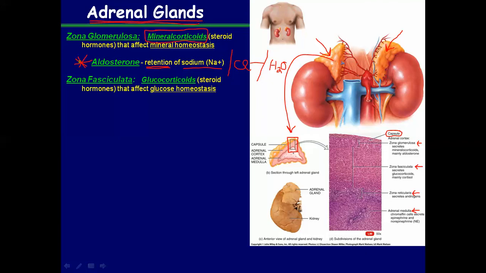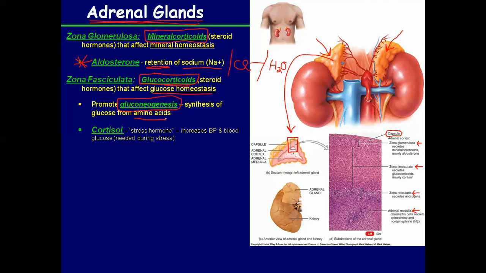The next layer, called the zona fasciculata, produces a group of hormones called glucocorticoids. So the gluco refers to glucose, so they have something to do with glucose homeostasis, and they're also a steroid, corticoid. So it's another steroid hormone that regulates blood sugar, glucose. So it does this by causing gluconeogenesis. Gluconeogenesis is a fancy way of saying producing glucose from something else, like an amino acid. They also are involved in stress responses.